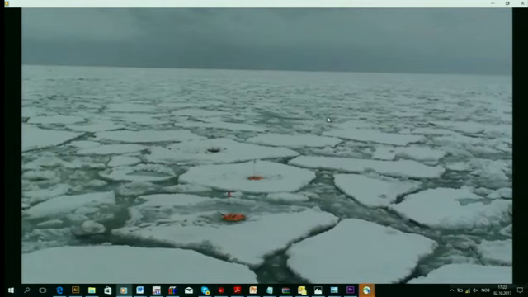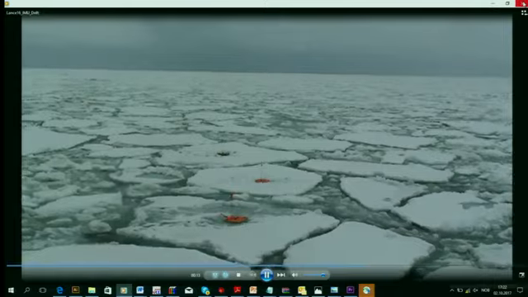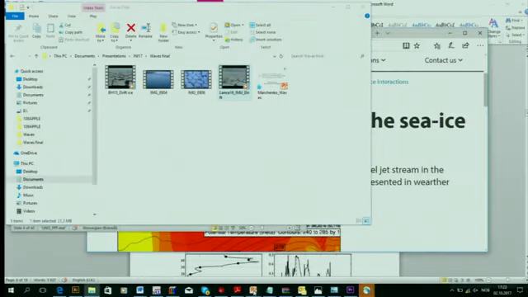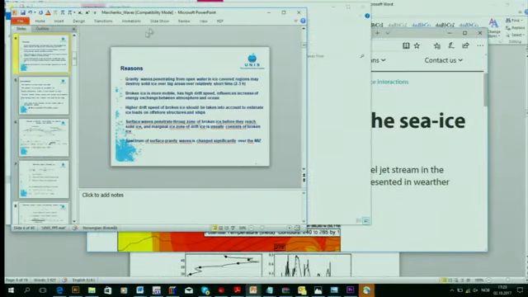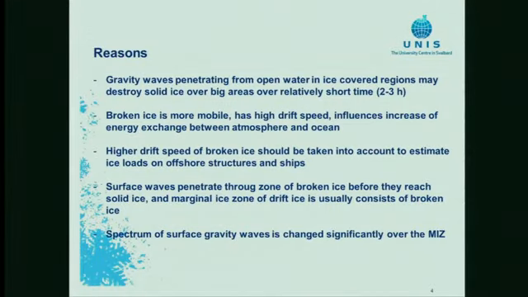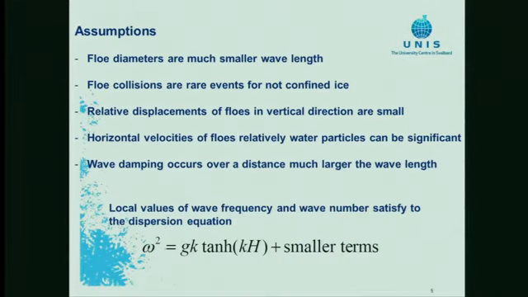So then I want to go back to the presentation. And so then the main assumptions which I will use for my talk. Floe diameters are much smaller than wavelengths. Floe collisions are rare even for not confined ice. I can show similar movies with floe collisions, but it is near the shoreline, not in the open sea. Relative displacement of floes and vertical displacement are small. Horizontal velocity of floes relative to water particles can be significant.